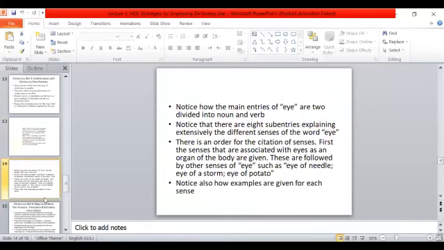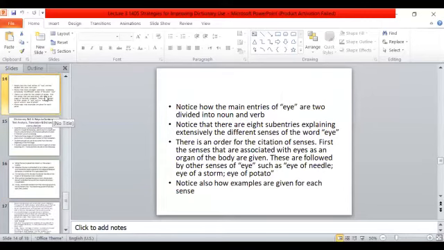Notice how the main entries of eye are divided into nouns and verbs. Notice that there are 8 sub-entries explaining extensively the different senses of the word eye. There is an order for the citation of senses. First, the senses that are associated with eyes as organ of the body are given. This is followed by other senses of eye, such as eye of a needle, eye of a storm, eye of a potato. So there is a particular order in which the senses of the word eye are presented. First, we have all the polysemous meanings or significations of the word eye, part of the body, ability to see, etc. And these are followed by other senses of eye. Notice also how examples are given for each sense.